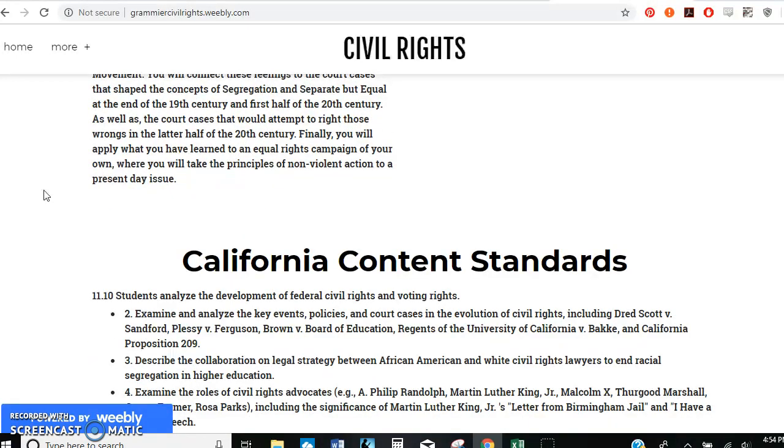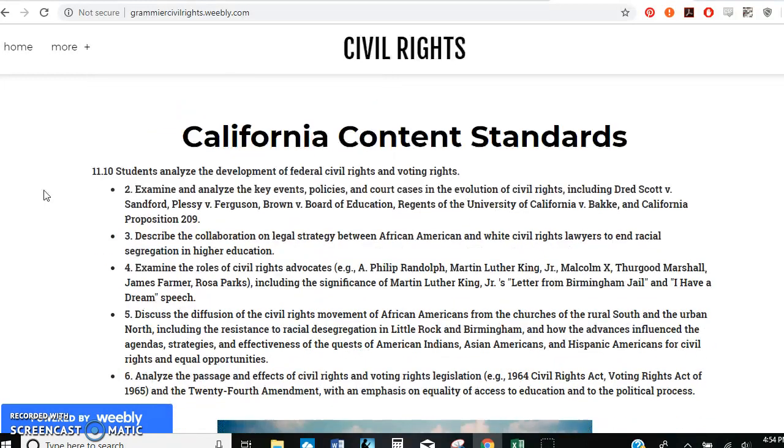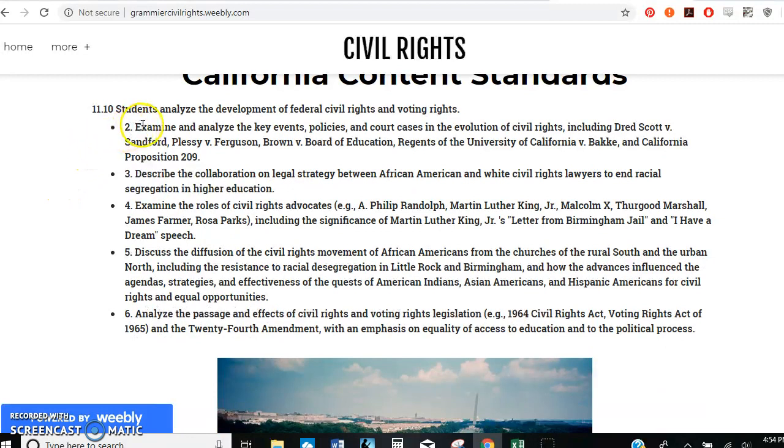One of the main reasons I chose civil rights as my unit plan is that it is such an important issue in the United States, as I just mentioned, and it shows because it is its own California content standard. Under the 11th grade, it's under 11.10, students analyze the development of federal civil rights and voting rights. So 2 through 6 are the content standards that I chose to focus on in my unit plan, and I was pretty proud that I was able to get so many in there.